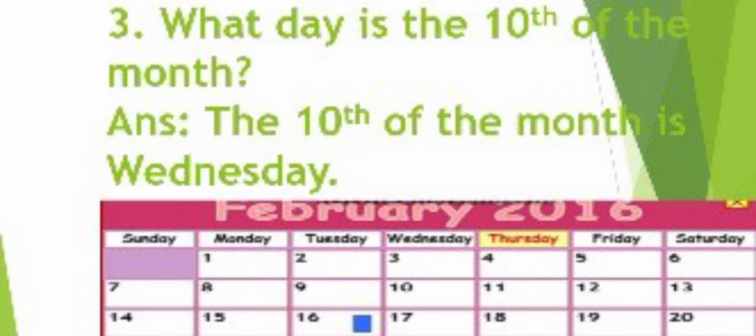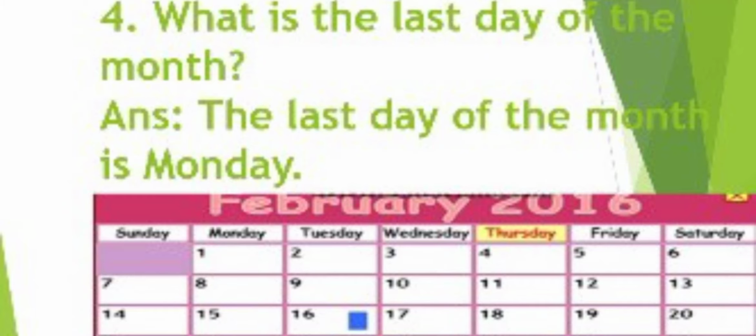Question number 3. What day is the 10th of the month? Answer, the 10th of the month is Wednesday. So let's see the calendar. We know that we have to find the date first, and the date is 10. Let's see on which day this date is mentioned. It is mentioned on Wednesday. So the answer will be Wednesday.